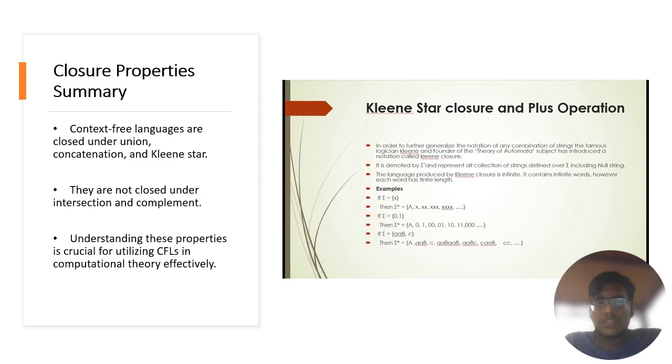Closure properties summary. Context-free languages are closed under union, concatenation, and Kleene star. They are not closed under intersection and complement. Understanding these properties is crucial for utilizing CFLs in computational theory effectively.